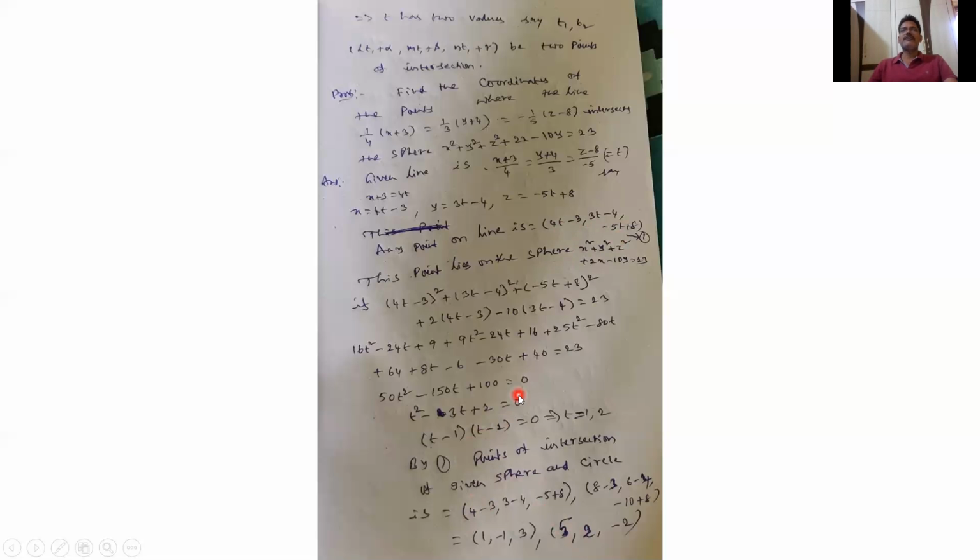So to find the points of intersection of the given sphere and line, just substitute. First write any point on the line, taking the parameter t, so find x, y, z. Here x equal to 4t minus 3. Similarly y, z, and substitute these values in the given sphere. Find the values of t. We will get 2 values. Substituting the t values, we will get the 2 points. So this is the point of intersection of sphere and line.